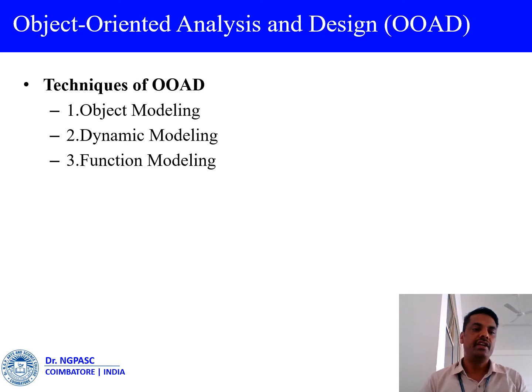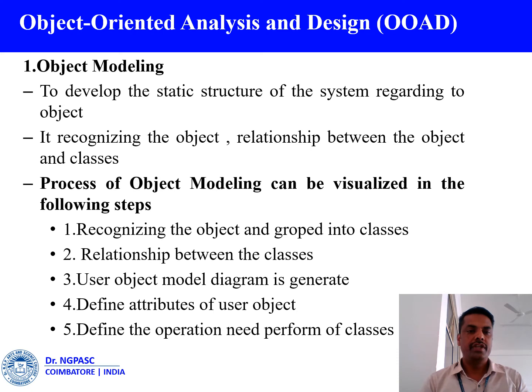Next, we can see the techniques of object-oriented analysis and design. Here we have three types of techniques: object modeling, dynamic modeling, and function modeling. Now we can see them one by one. First is object modeling. Object modeling is to develop the static structure of the system in terms of objects. It recognizes the relationships between the objects and classes.